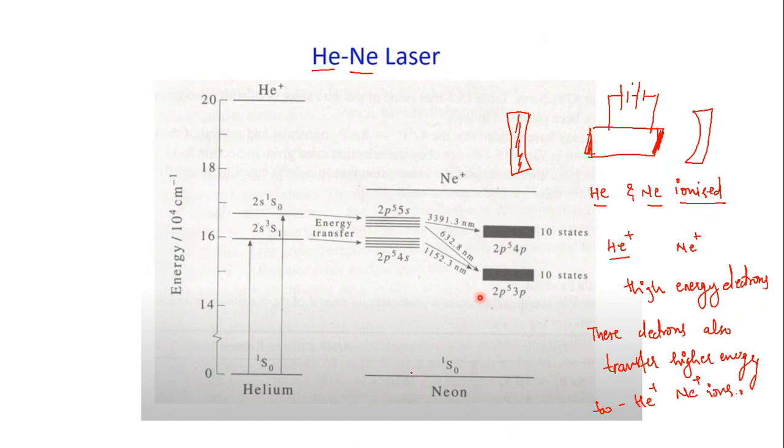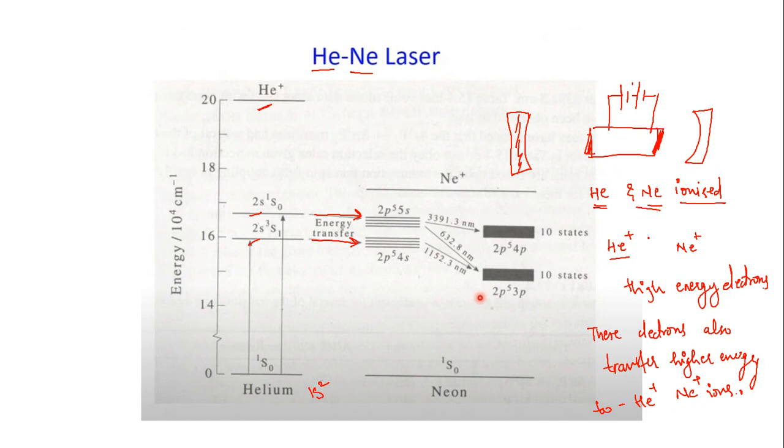Okay, so this is the energy level diagram, which I have taken from the same lectures only. Helium has the electron configuration of 1s2. From 1s2, the electrons are excited to 2s, and 2s excited triplet states, and this is the helium plus ion. From this helium plus ion, the energy transfer occurs to the neon plus energy states. Now, what is the entire procedure of this?